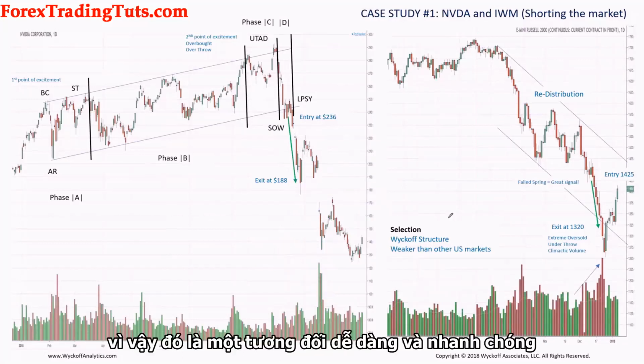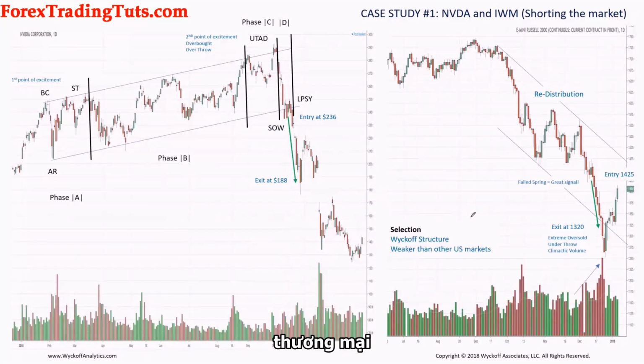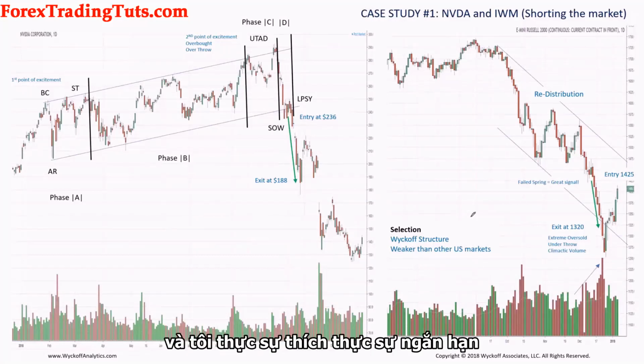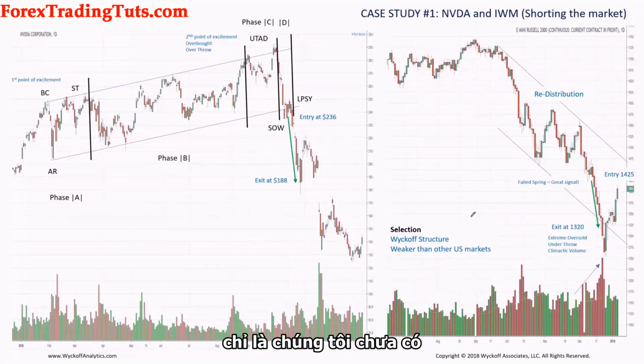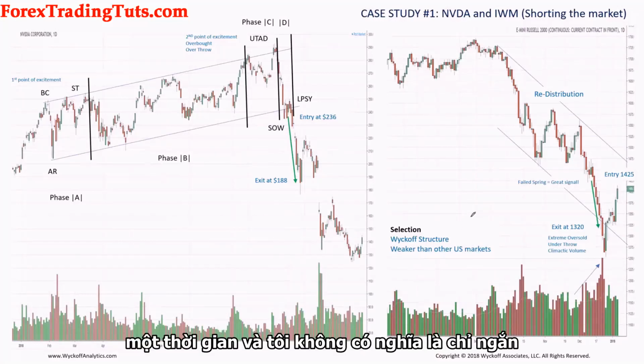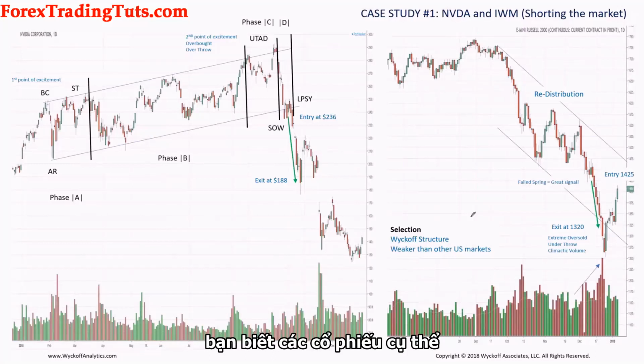So that was a relatively easy and quick trade, emotionally very stable because the price basically drops, and that's how it usually happens during the bear market. And I really enjoy actually shorting. It's just that we haven't had an opportunity to short for quite some time, and I don't mean just specific stocks, but the market in general.